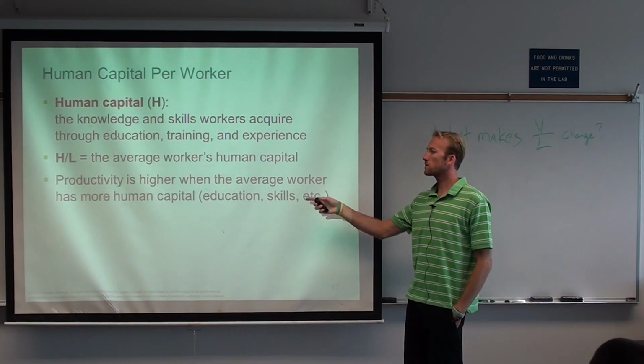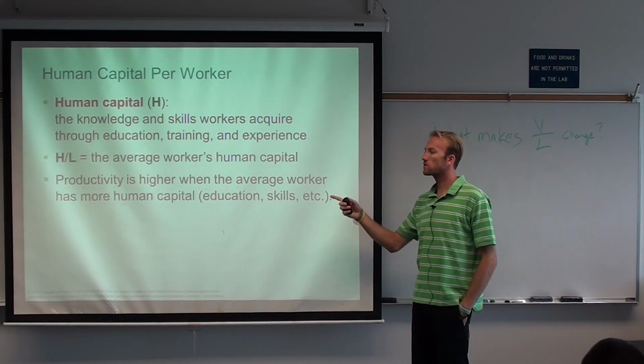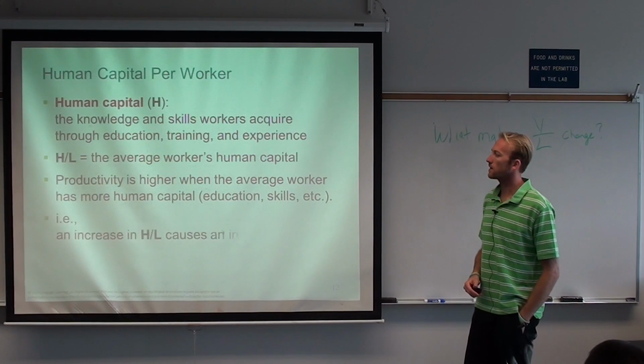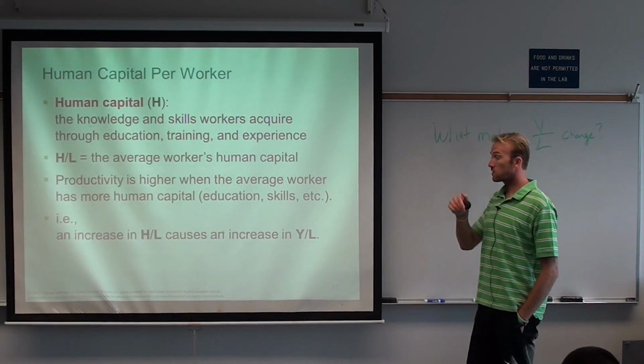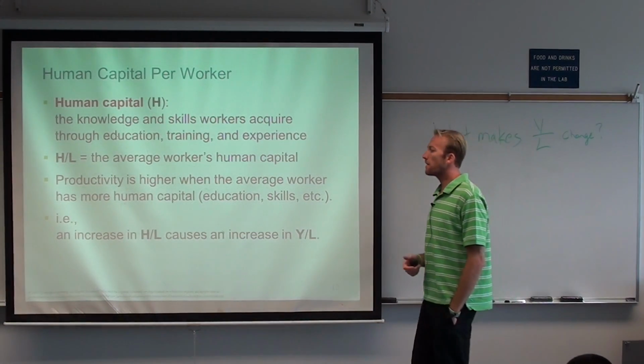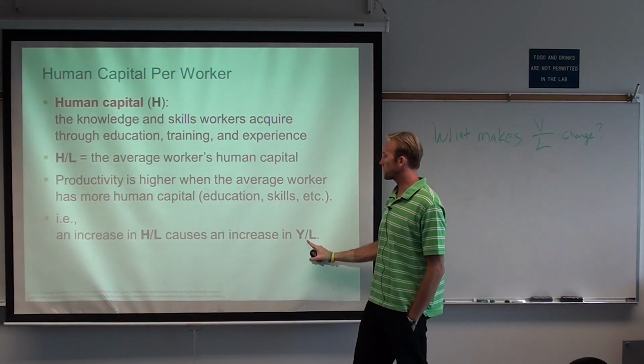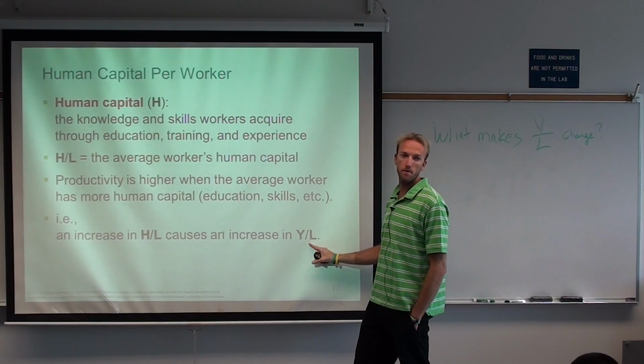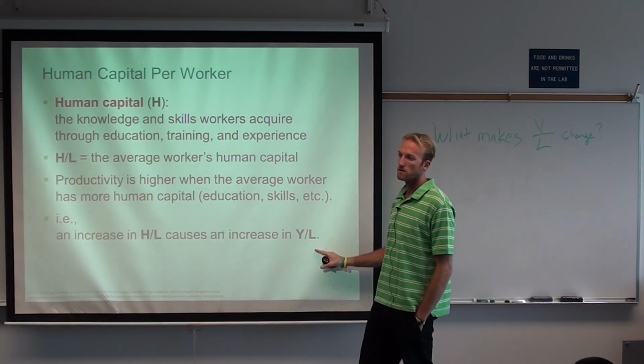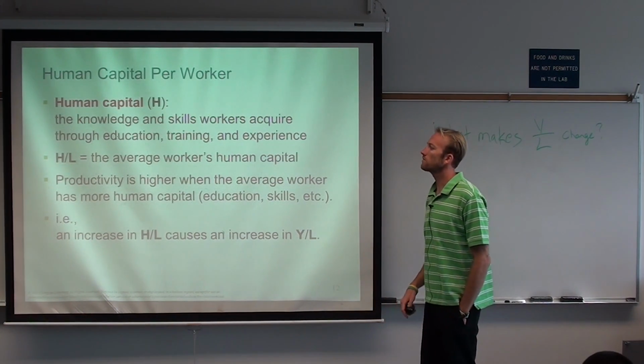When the average worker has more education, more skills, etc., productivity is, in fact, higher. So an increase in human capital per worker causes an increase in output per worker.